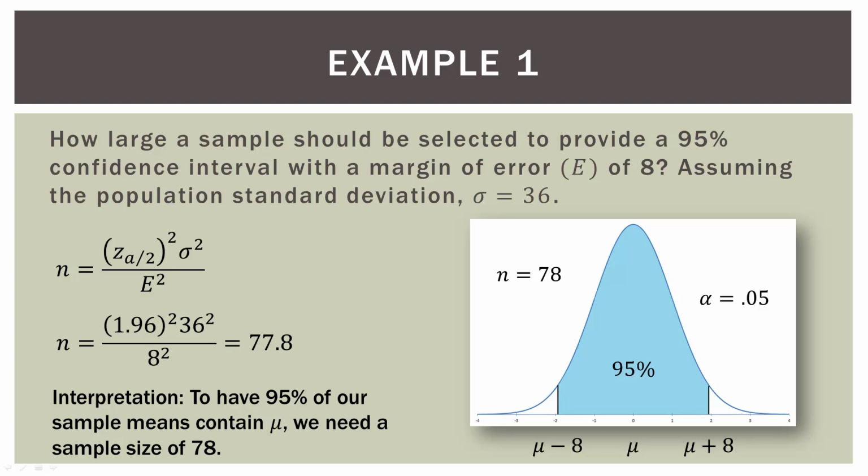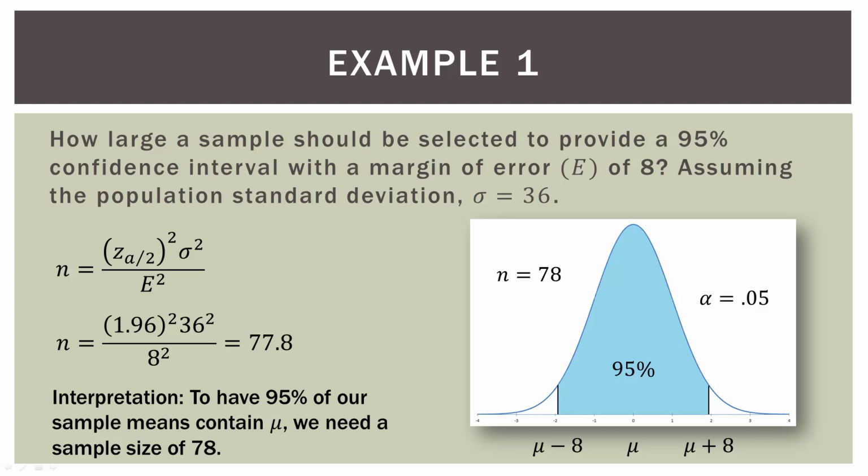So how will this actually work in real life? If we wanted a margin of error of 8, given 95% confidence, and the population standard deviation was 36, we would go out and take a sample of 78. Then using that sample, we could have a sample mean with a confidence interval, 1.96 on either side. Then we would go out and take another sample, and another sample, all of size 78.